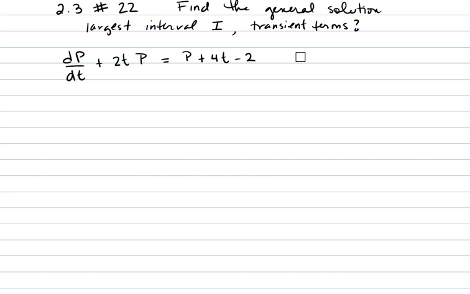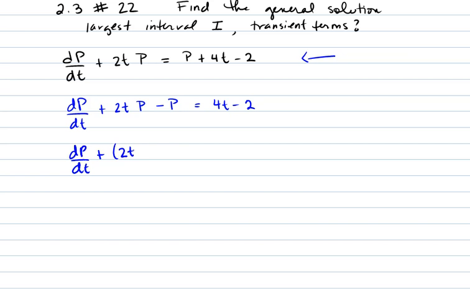We want to determine the general solution of this differential equation. First, let's write it in standard form. So we would have dp/dt plus 2t p minus p equals 4t minus 2. In fact, this is (2t minus 1) times p. So let's write it that way: dp/dt plus (2t minus 1) p equals 4t minus 2.